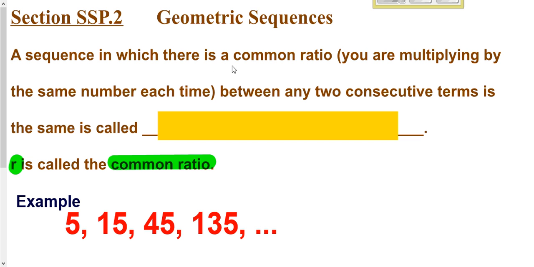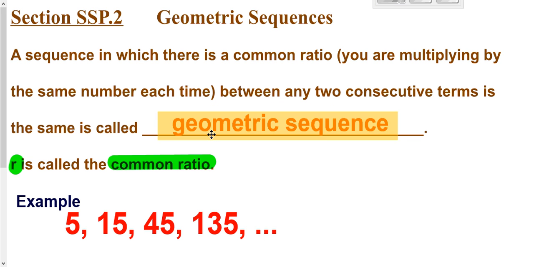That number that you're multiplying by each time is referred to as a common ratio. We end up getting a geometric sequence when we multiply by that common ratio each and every time.